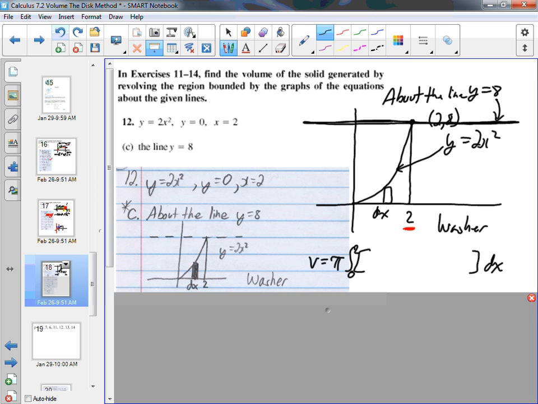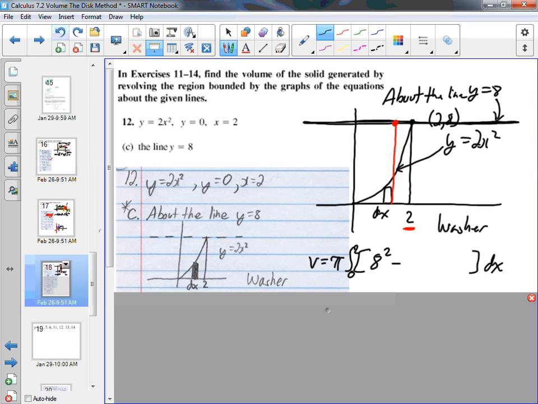All right, outer radius. So the outer radius starts at the axis of revolution, starts at that line, y equals 8, goes to the far edge of the rectangle. No matter where I draw that rectangle, that outer radius goes all the way down to the x-axis, doesn't it? So it has a length of 8. So 8 squared, outer radius squared, 8 squared. The outer radius is 8, outer radius squared is 8 squared.